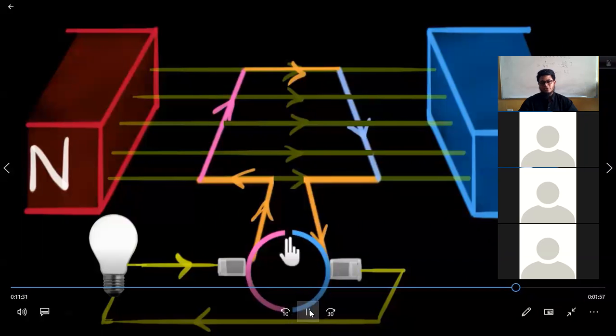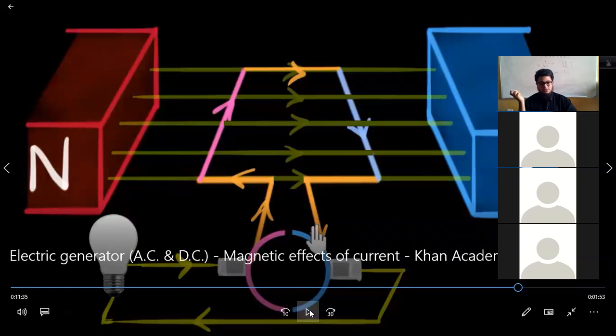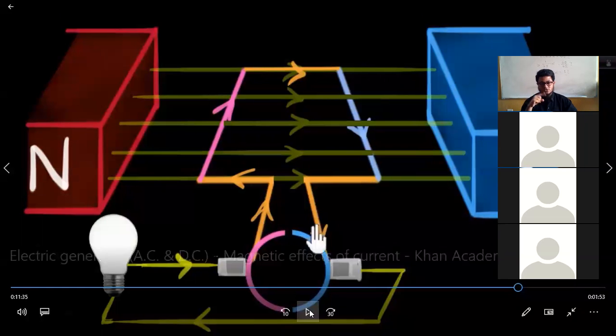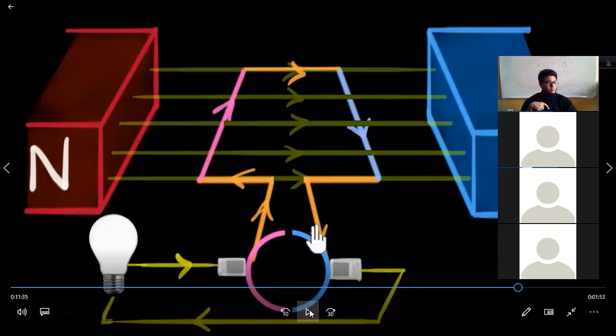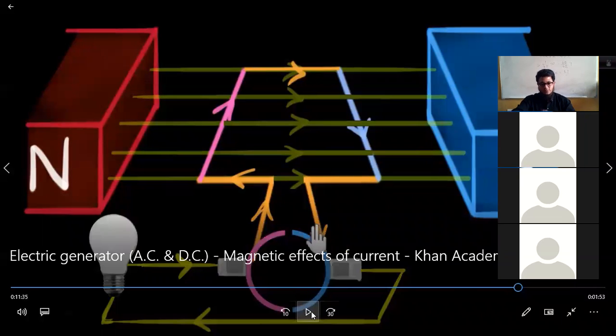Yes, we can use split rings also. The previous one was a slip ring. It will slip. There is no split or broken part between them. If you remember, in the motor also we discussed this split ring, the ring which is split in two parts.